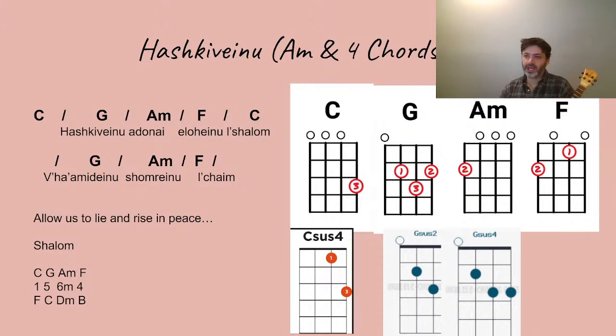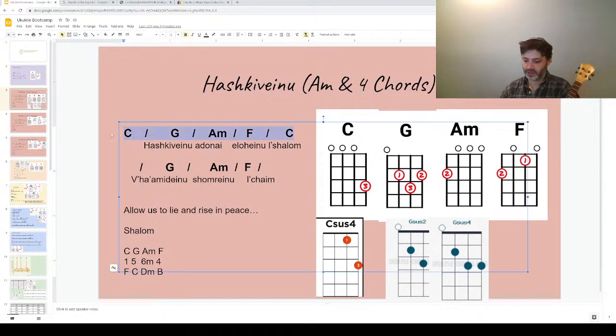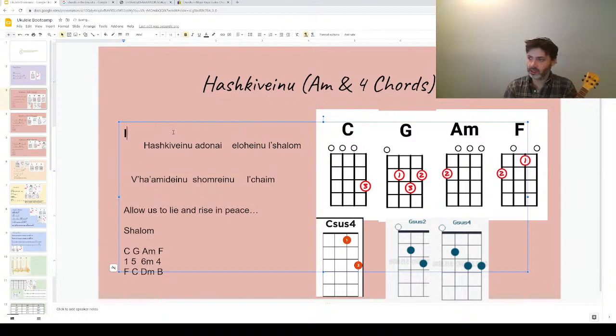So really what's happening here is, let's just get rid of the chord lines. Really what we have is the 1, then the 5, then the 6, and then the 4. Does that make sense what I'm saying?